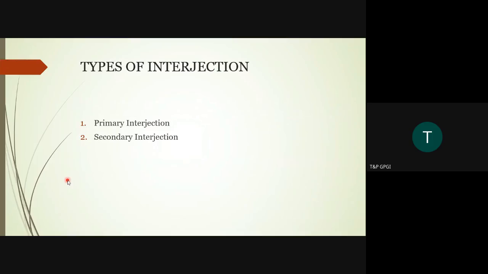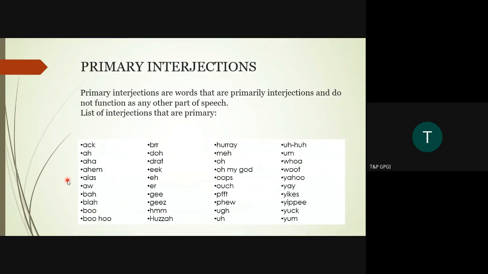All right then. Moving on to the types of interjection. So these are the basic types of interjection, that is primary interjection and secondary interjection. So primary interjections are the words that are primarily interjections and do not function as any other parts of speech. Okay. So it goes as uh, ah or aha. Usually they say it when they want to get attention, like okay fine, I'm going to say something, so listen to me.